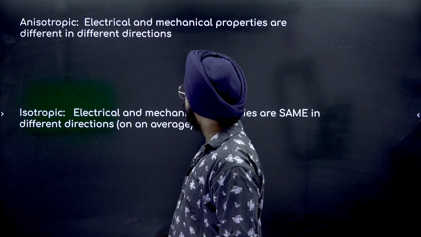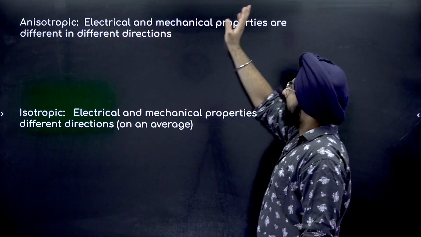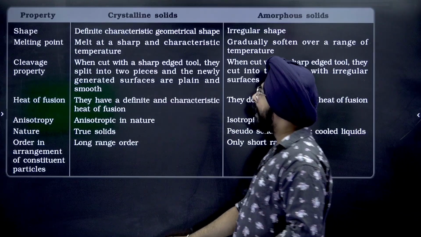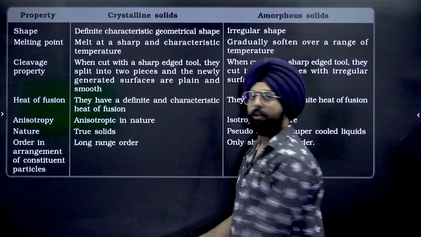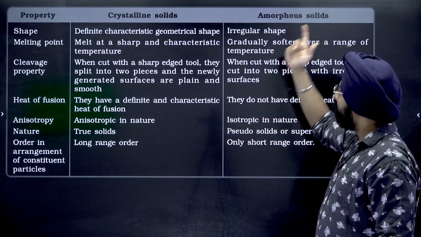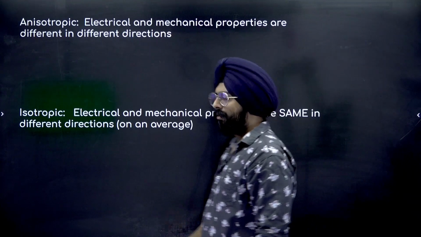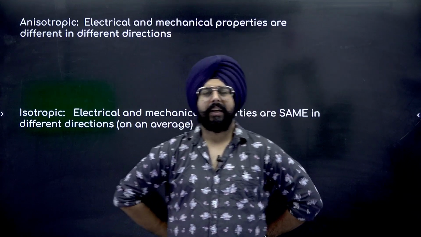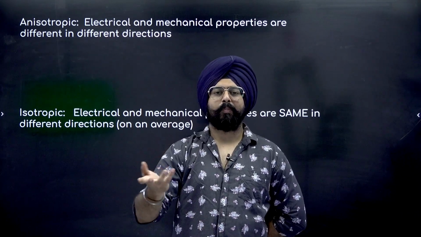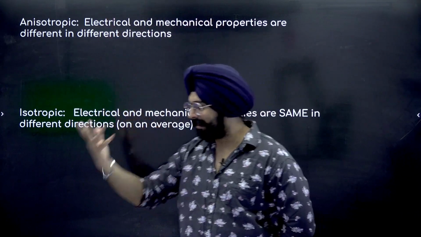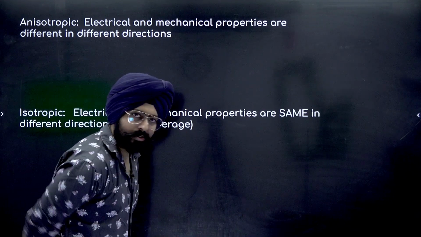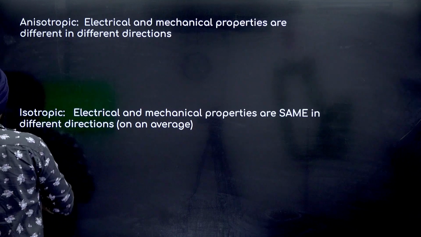Let's come back. Electrical and mechanical properties are different in different directions. We've understood that. We've seen that properly now, and it happens in the case of crystalline solids. But why do we see isotropy in amorphous solids? You'll be like, sir, didn't you just tell us that amorphous solids are different everywhere? So aren't their properties supposed to be different everywhere? See, the thing is, look at this on an average. That'll clear away your doubt.